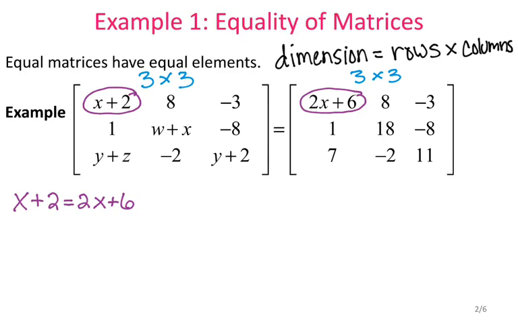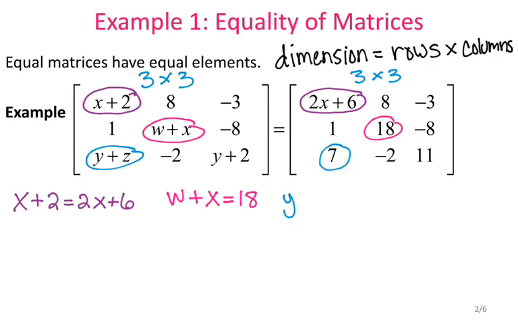Now my 8 and 8, -3, 1 and 1, I don't really care about those since they don't have variables. But I do have this w plus x, and that is going to equal 18, so I can set up another equation. And then I'm going to keep looking for variables. So I have y plus z, and that is going to equal 7. And finally, I have y plus 2, and that is going to equal 11.